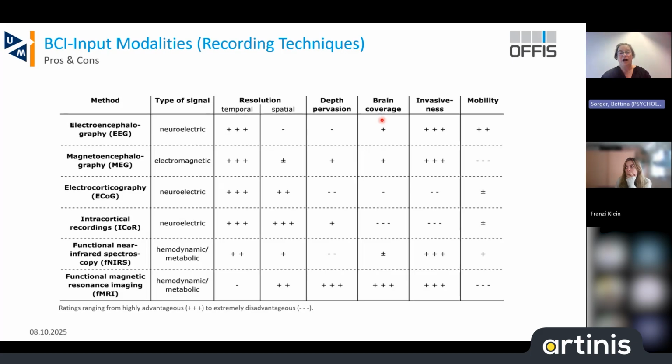Brain coverage means how much brain you cover at one time. The invasiveness is clear, and mobility also. And you see there is no winner. So there are always some pros and cons. But for the application that Franzi and I focus on, fNIRS is a very good choice.